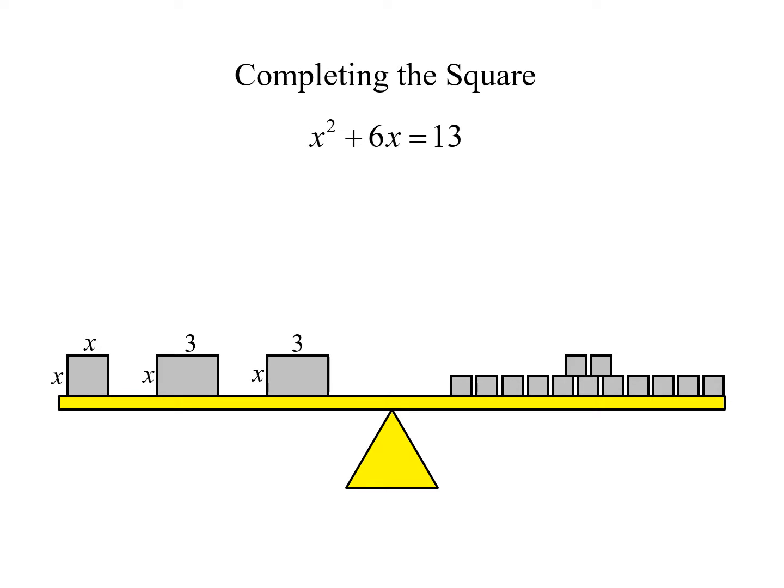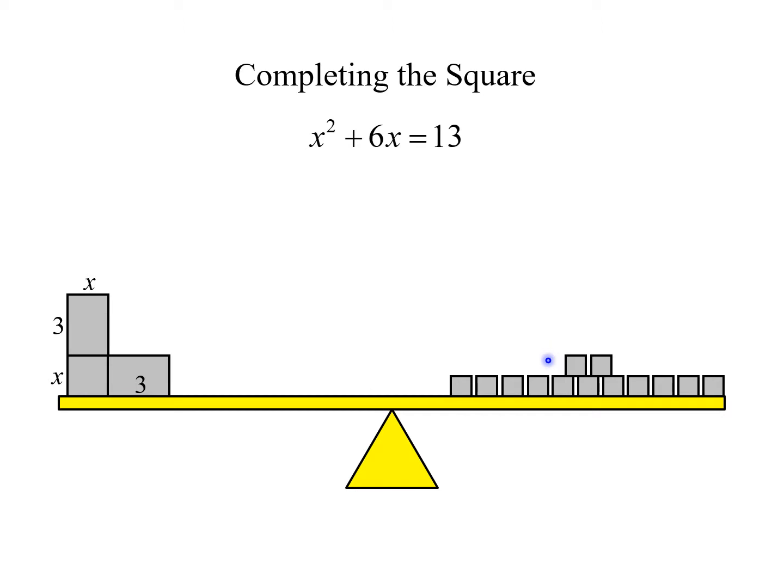I'm going to start moving some of those rectangles around. I'll put the middle one on top of the square, and I'll move that other rectangle next to the square. I didn't change anything, it's still balanced. What I have here is a big square that is not complete, so I'm going to complete the square by filling in this big square with these little squares here.